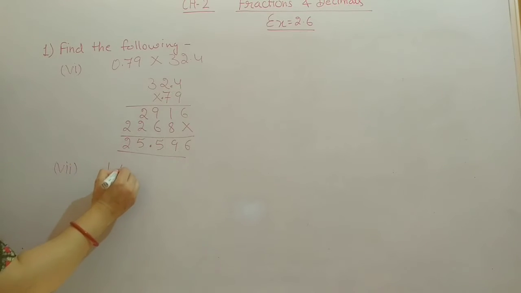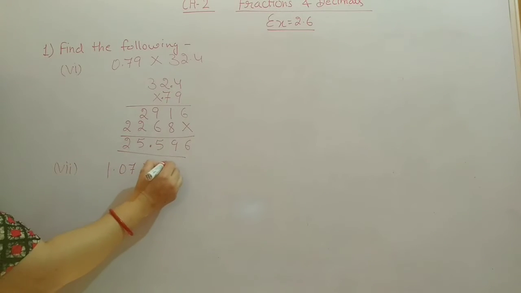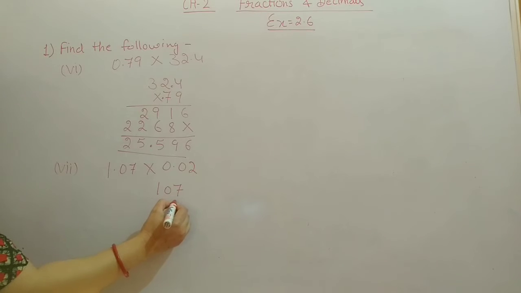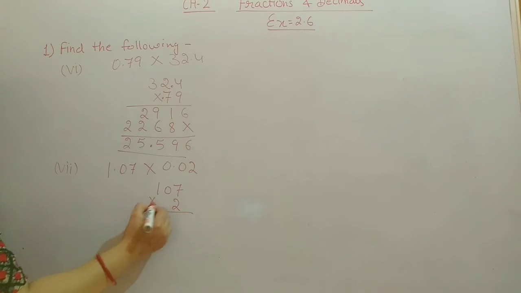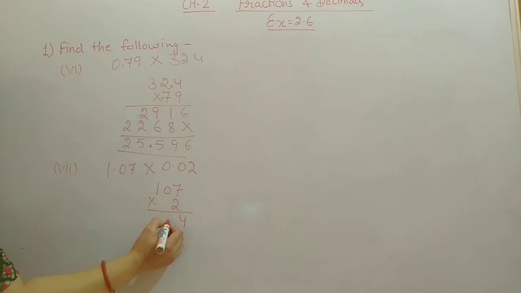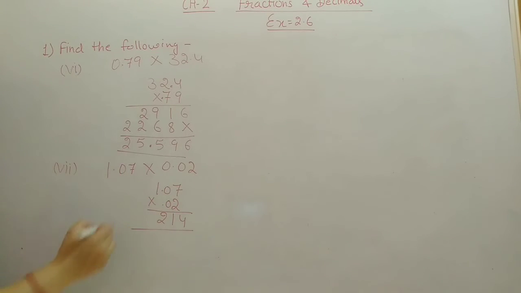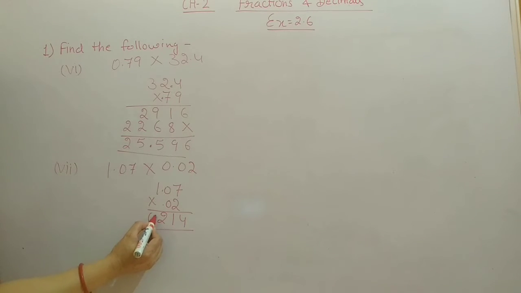Next part we have 1.07 multiplied by 0.02. So ignore the decimal, multiply 107 by 2. 7 2s are 14, 0 plus 1 is 1, 2 1s are 2. Now we have 2 decimals here and 2 decimals here. So total are 4 decimals. From the right side if we count 1, 2, 3, to create the fourth place we will include a 0 here and we will put the decimal. So the answer will be 0.0214.